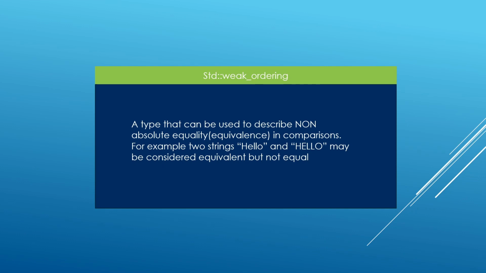We can also have weak ordering. And weak ordering is a type that can be used to describe non-absolute equality or equivalence. And here I have a simple example to drive this home. For example, we can say that two strings, hello and HELLO here, are equivalent because they convey the same message. They all say hello, but they are not equal because one is in full uppercase and the other is not. So we say that these two strings are equivalent, but they are not absolutely equal. This is what we mean here.